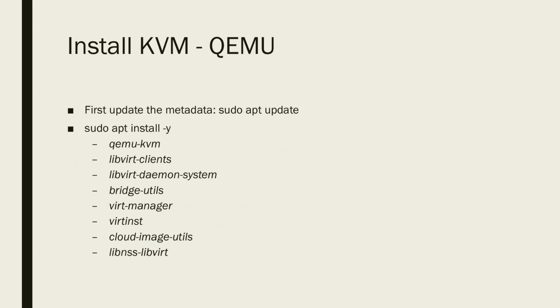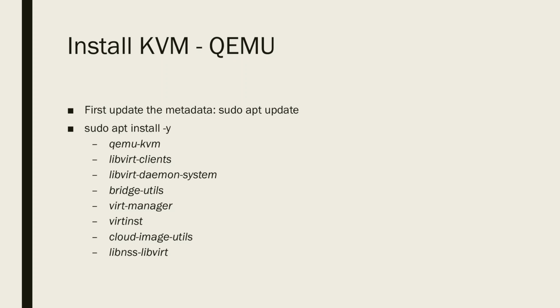we need to update our metadata about the repository. So we should start with a sudo apt update. And then we can see the packages that we need to add. So we've got the apt install, and then we've got QEMU, KVM, libvirt clients, the libvirt daemon system, bridge-utils, virt-manager. So that's the graphical tool, the virt-install. So that's the command line install.